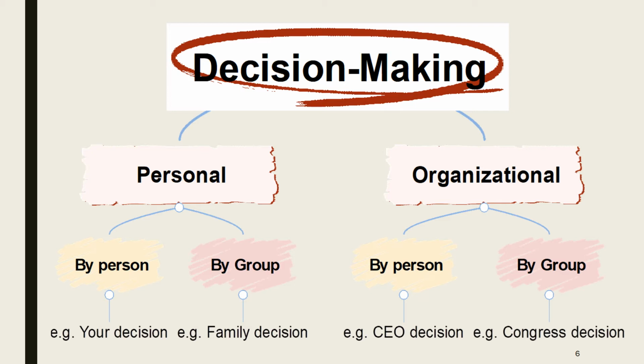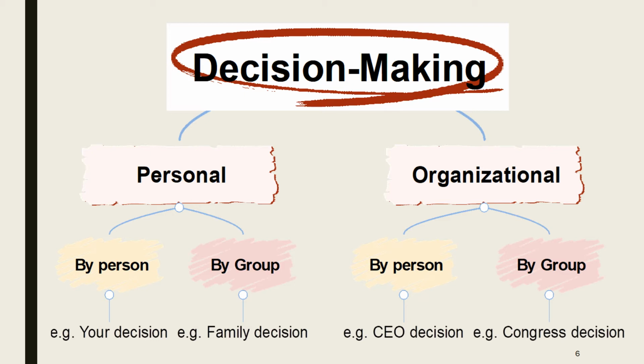So when we talk about decision making, we can talk about it on two different levels, the personal level and the organizational level. When we talk about the personal level, we can divide it into two categories, either by person or by group. So let's say it's a decision problem on a personal level made by a person, the first category, which is the personal or by-person category.